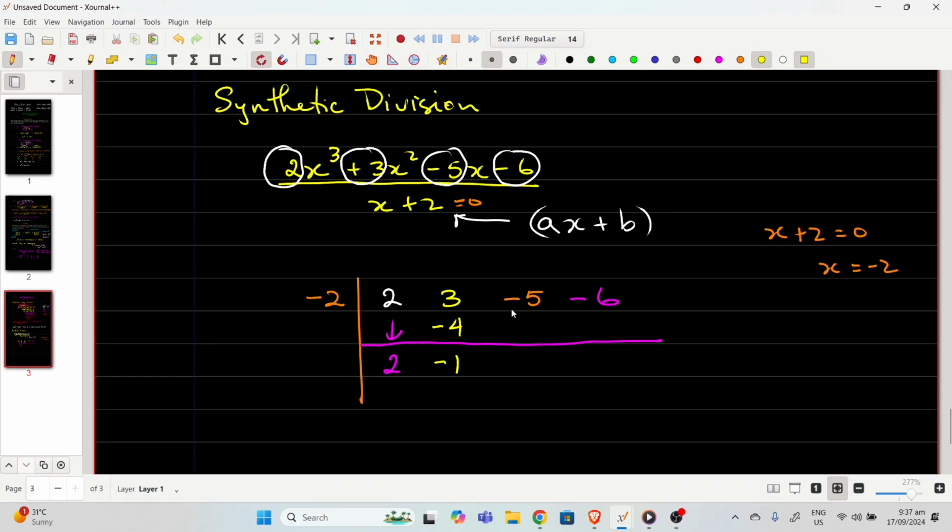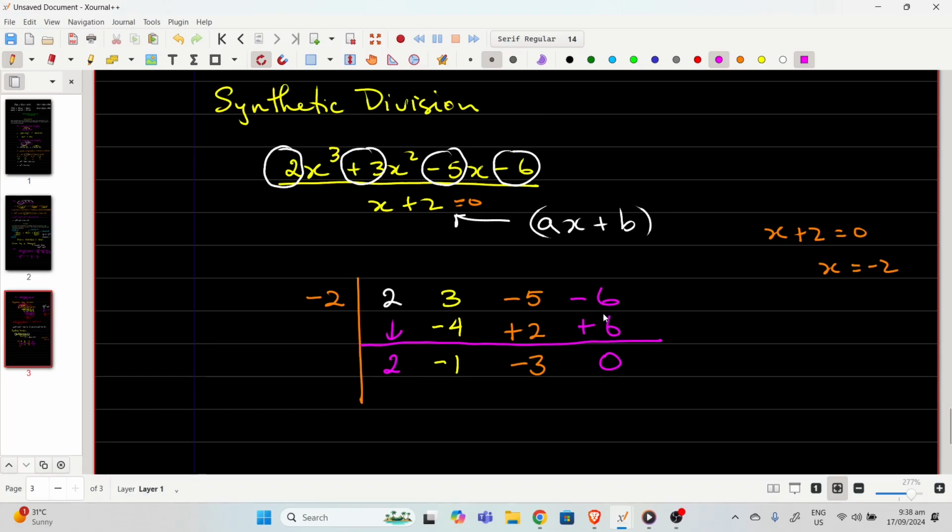Then I'm going to do the exact same thing. I'm going to take this -1, multiply by this -2, and I'm going to get a +2. Just going to put that in orange. I'm going to have a +2 here. I'm going to add both of them. I'm going to get -3. Now I'm going to take this -3, multiply by this -2. I am going to get +6. And I'm going to add both of them together. I'm going to get 0.